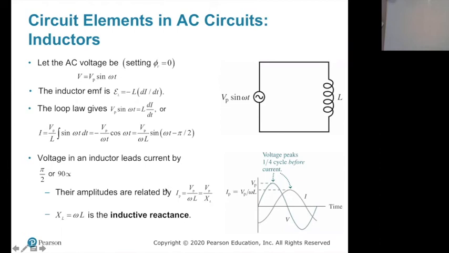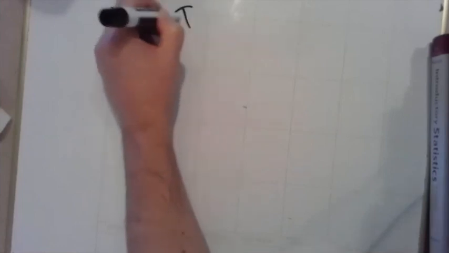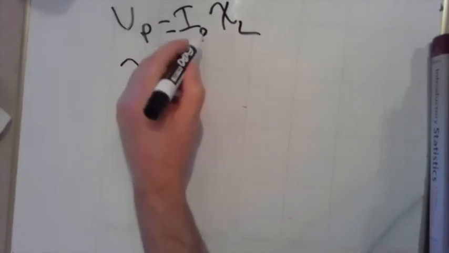And those are related, the voltage peak, not instantaneous. See right here, at that moment, we're at maximum voltage. My current is 0 at that moment. What we're comparing here are this maximum voltage and maximum current. They're related by this equation, which is Vp equals Ip chi L. Again, it looks like Ohm's law, V equals IR. This guy here is called the inductive reactance.